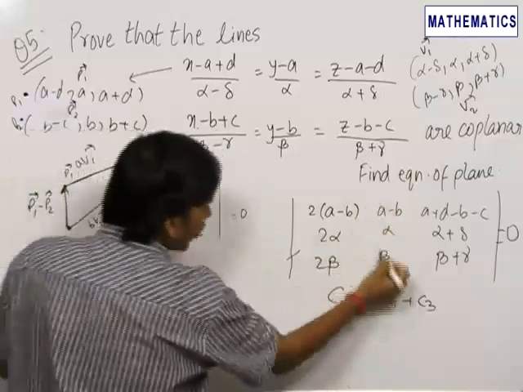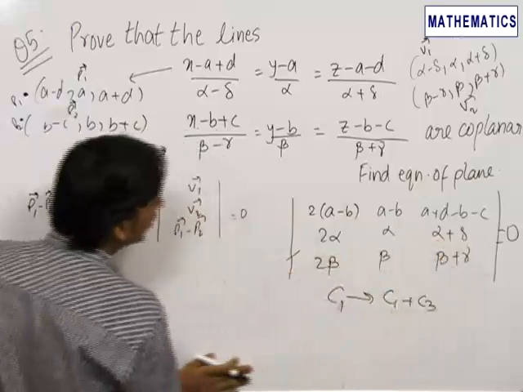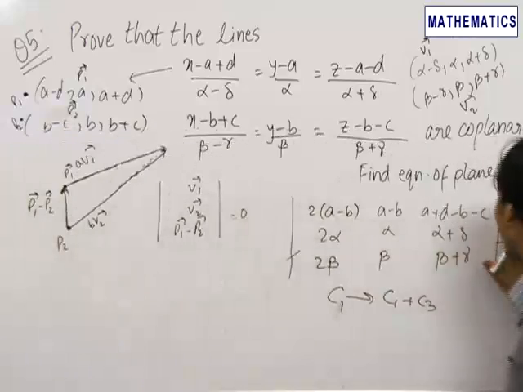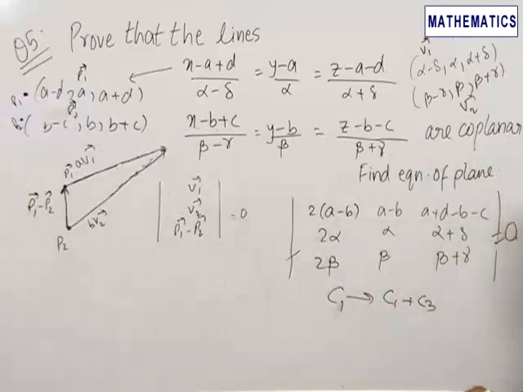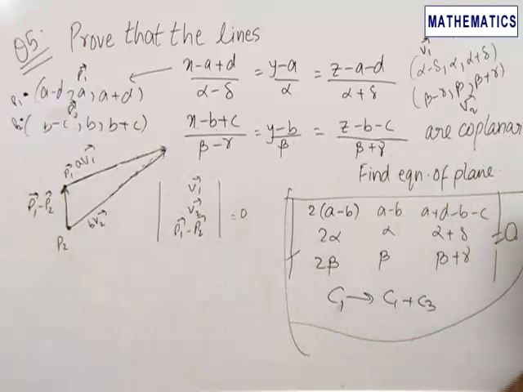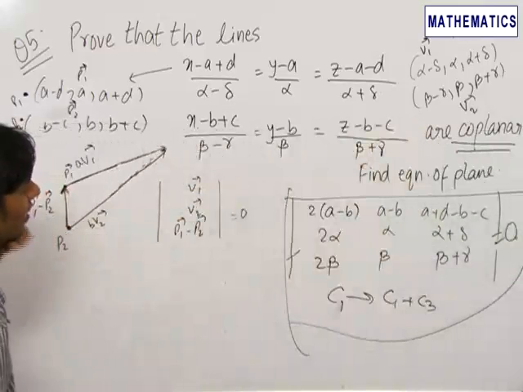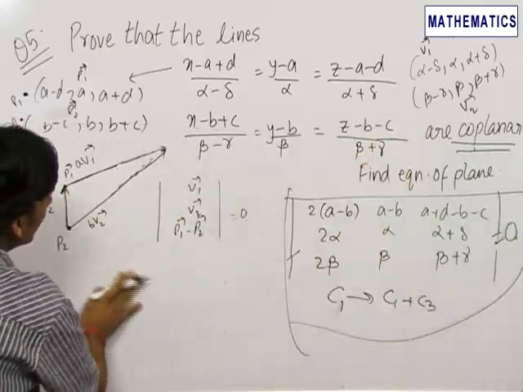Now we can multiply this column by 2 and then subtract both of these to get the value of the determinant to be equal to 0. Therefore we are getting the value of this determinant to be equal to 0. Therefore we can now say that these two lines are coplanar. Therefore we have already proved that the two lines are coplanar by using the determinant method.